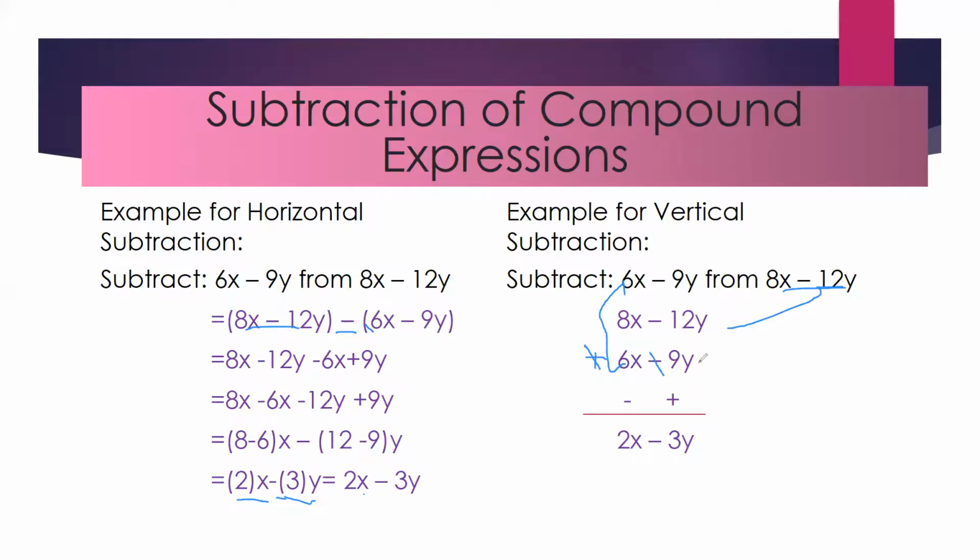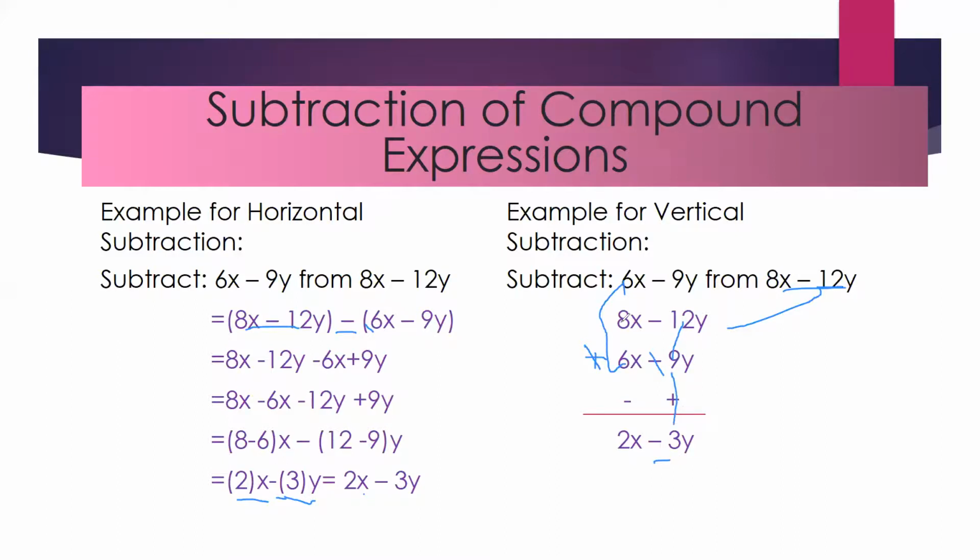Now solve this question with me. Minus 12 plus 9. Minus 12 is bigger, the negative value is bigger, so the answer will be negative. So you put the minus sign. Now 12 minus 9, you all know, you get the answer 3y.